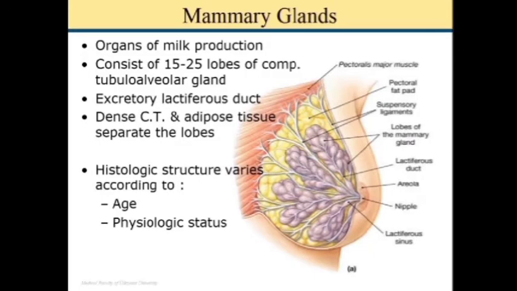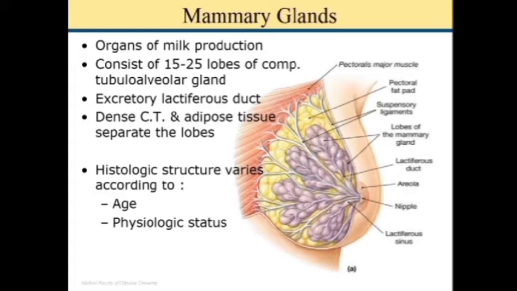Mammary glands are the organs of milk production and consist of 15 to 25 lobes of compound tubulo-alveolar glands. There are lactiferous ducts. The mammary glands are specialized cutaneous glands lying within the subcutaneous tissue, and mammary glands are present in both sexes but develop only slightly during childhood.